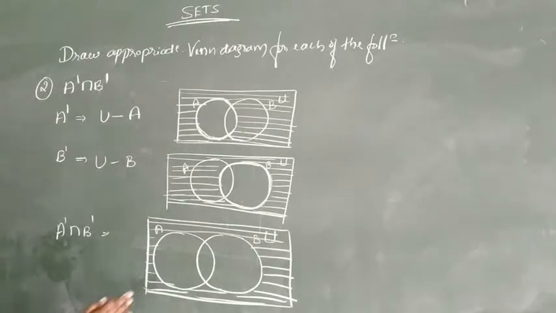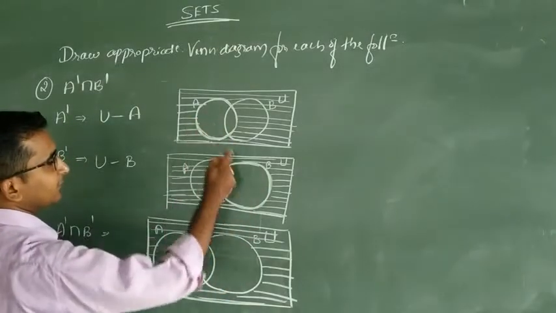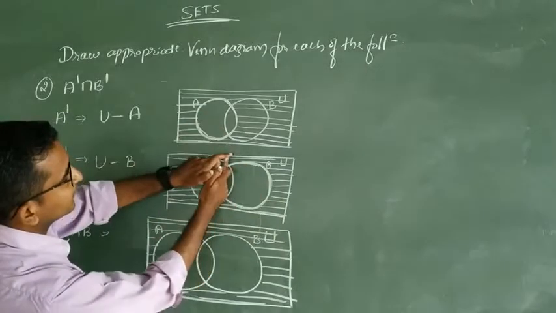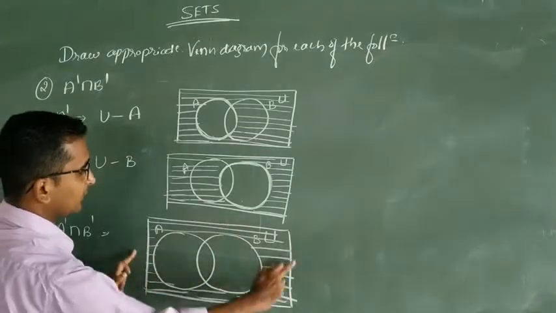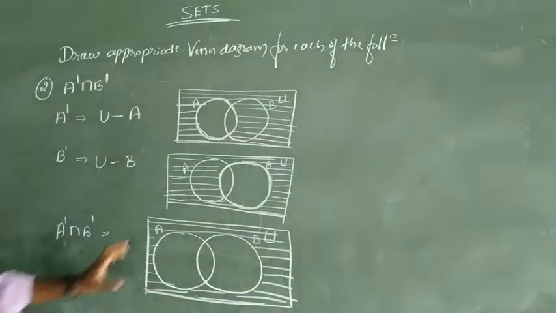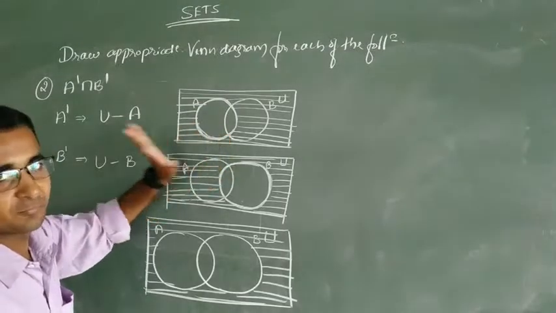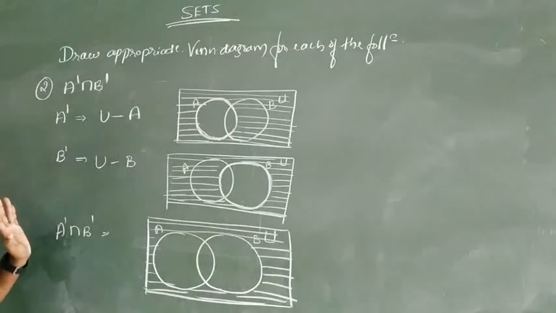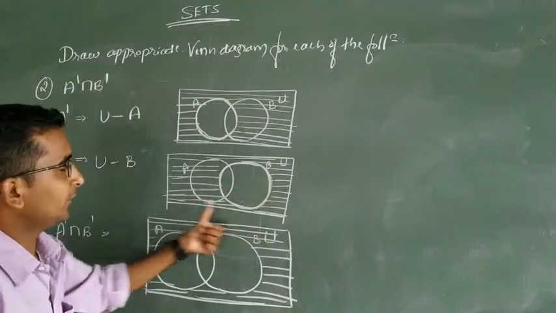Here you should not fill up A, and you should not fill up B. Look here, this is A dash, this is B dash. Take the intersection of the two. So what happens when you intersect? This portion you get. Remaining should be filled up. Combine the two. This is A dash, this is B dash. Very simple. Getting? That is nothing but A dash intersection B dash.